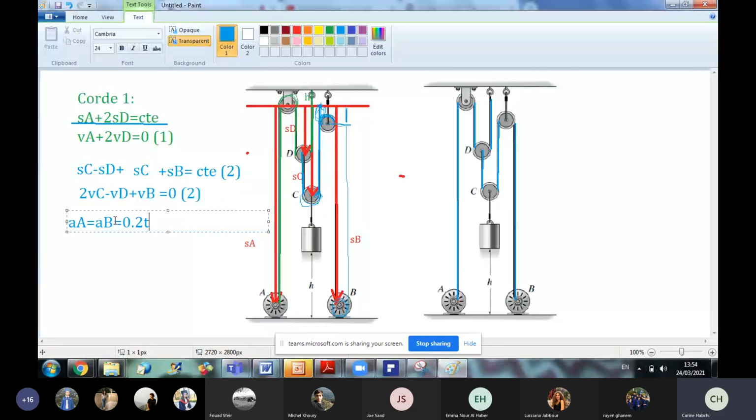Once you find it, just note that delta SC is not +4, it's -4. Why is it -4? Because SC is positive downward. You have considered SC positive downward while your block is moving upward. This is why delta SC is negative.